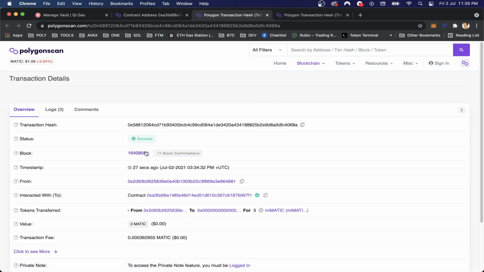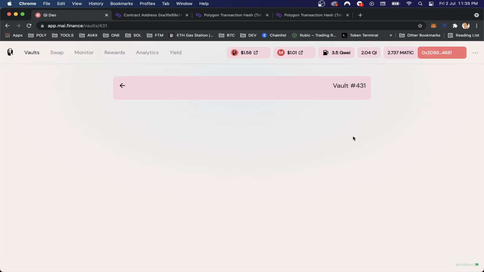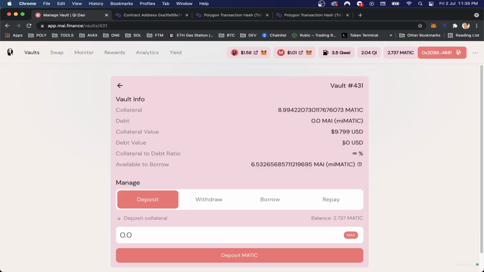And that's a success, as we can see here. And now if we go back to our vault and refresh the page, this $3 should appear as 0 and 0, we can see here. So that's how we interact with a contract directly. And now let's try to remove our collateral. So I'm just going to try to remove 8 as an example.